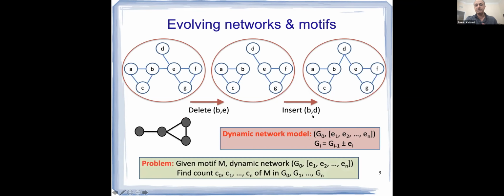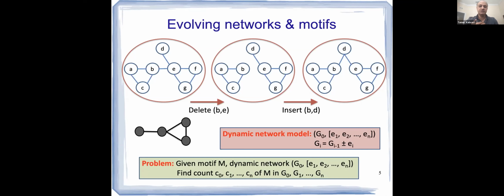Under this definition, I redefine the motif counting problem as follows. So given a motif topology and such an evolving network with n different network states, my problem now is to find the number of times this motif is observed in each of these instances of the evolving network. So if there are 1,000 states, I want to find the motif count in each and every one of those 1,000 states of the network.